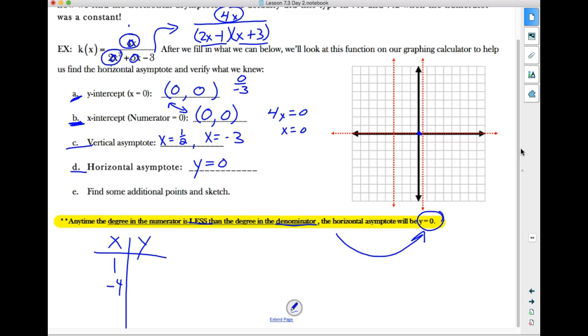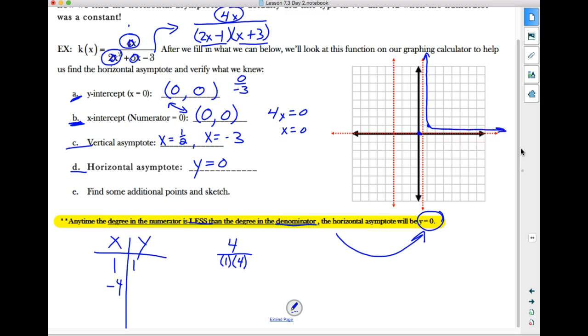But when I plug 1 into my original equation up here, in my factored form, I'm going to have 4 times 1, over 1 times 4. So I can see I'm going to have 4 over 4. So that's going to be 1, 1. And that one's going to go right there, which tells me, because I can't cross the x-axis again, that my branch is going to be here, and it's going to swoop down this side. It's going to stay on top.